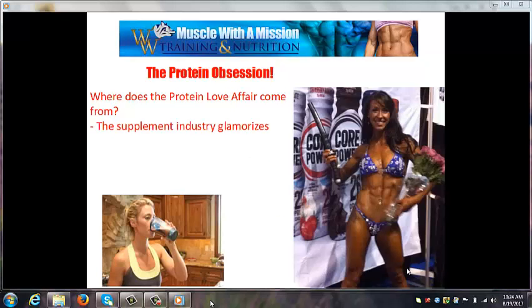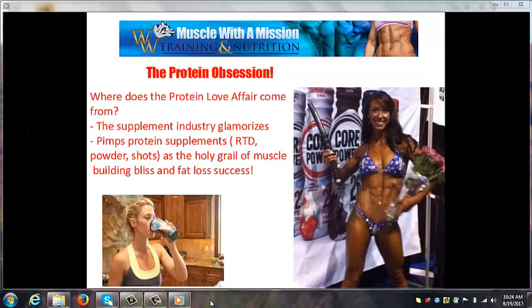And another reason is the supplement industry glamorizes it. The supplement industry really glamorizes protein. And not whole food protein, not necessarily chicken breasts, not extra lean ground beef, not necessarily egg whites. What do they glamorize? They glamorize the supplements. They pimp protein supplements, which are in the form of RTDs. RTDs stand for ready to drink. See this image here with these bottles of protein shakes behind this girl? These are RTDs. You don't have to mix a powder. They're already ready to drink. So these are popular. People love those.